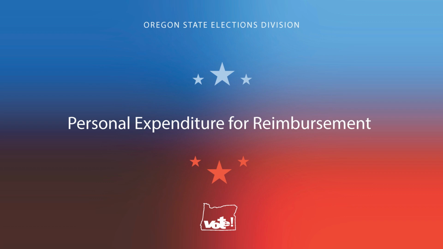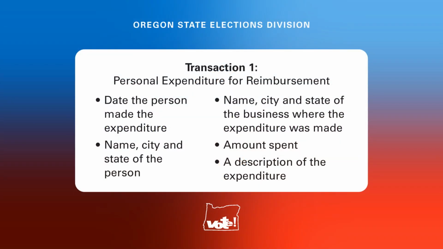To file a personal expenditure for reimbursement transaction, you'll need the following information: the date the person made the expenditure from their personal funds, the name, city, and state of the business where the expenditure was made, the amount of the expenditure, and a description of the expenditure.